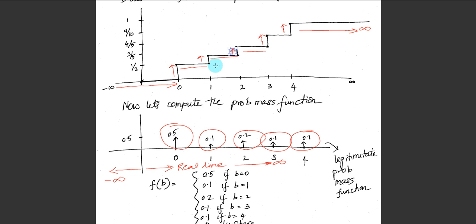At 1 there is a difference between 3/5 minus 1/2, which happens to be 0.1. At 2 the difference is 4/5 minus 3/5, which is 1/5, which is 0.2, and so on. And the way you know that this is a legitimate probability mass function is when you add all of these values, which is 0.5 plus 0.1 plus 0.2 plus 0.1 plus 0.1, the total happens to be 1, which tells you that this is a legitimate probability mass function.